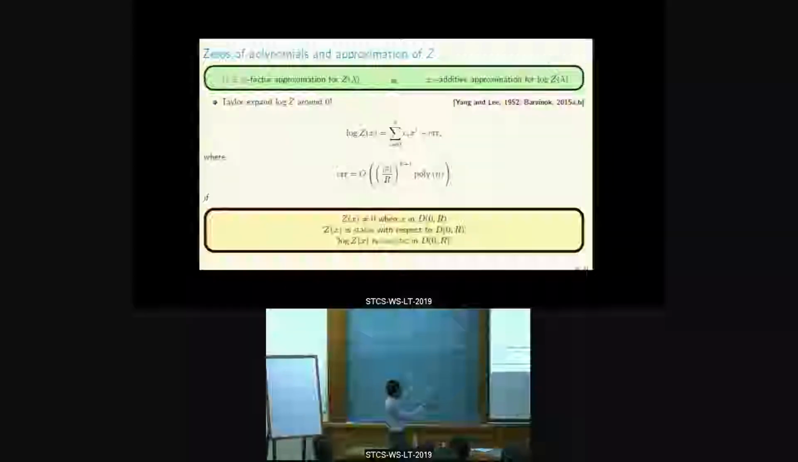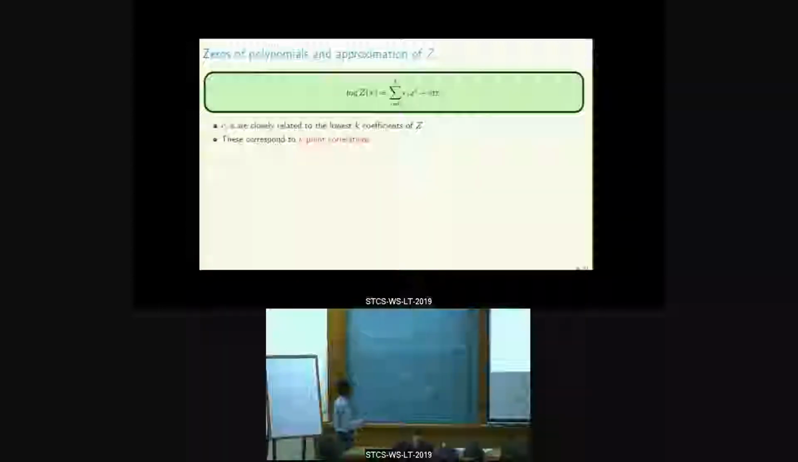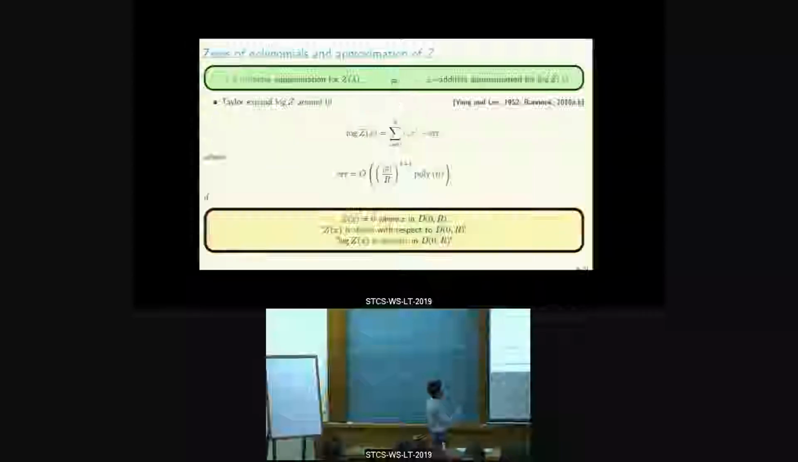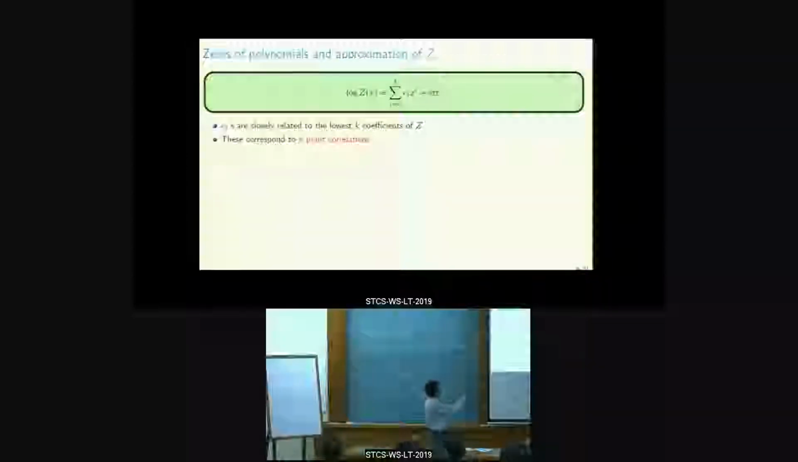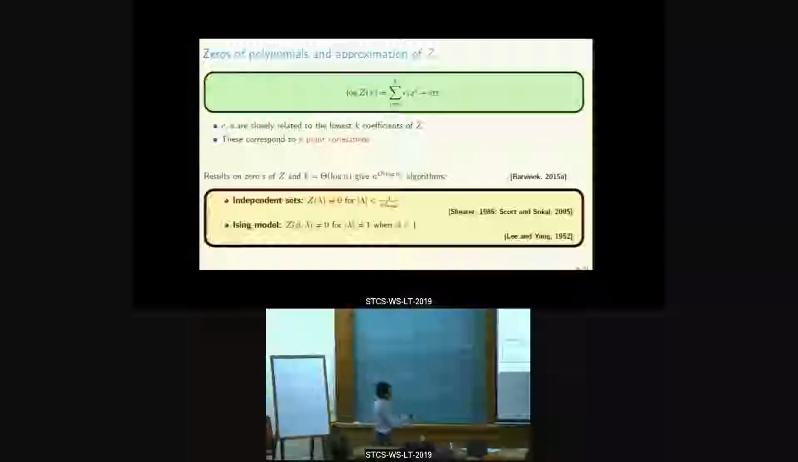Validity of this kind of approach, one has to show that the partition function does not vanish in a large enough region. But how does one use this for an algorithm? Basically you want to use a Taylor series expansion at 0. So you want to compute these coefficients, which basically correspond to the first k derivatives of log Z, which can in turn be computed from the first k derivatives of Z at 0. So you are also to k-point correlation.